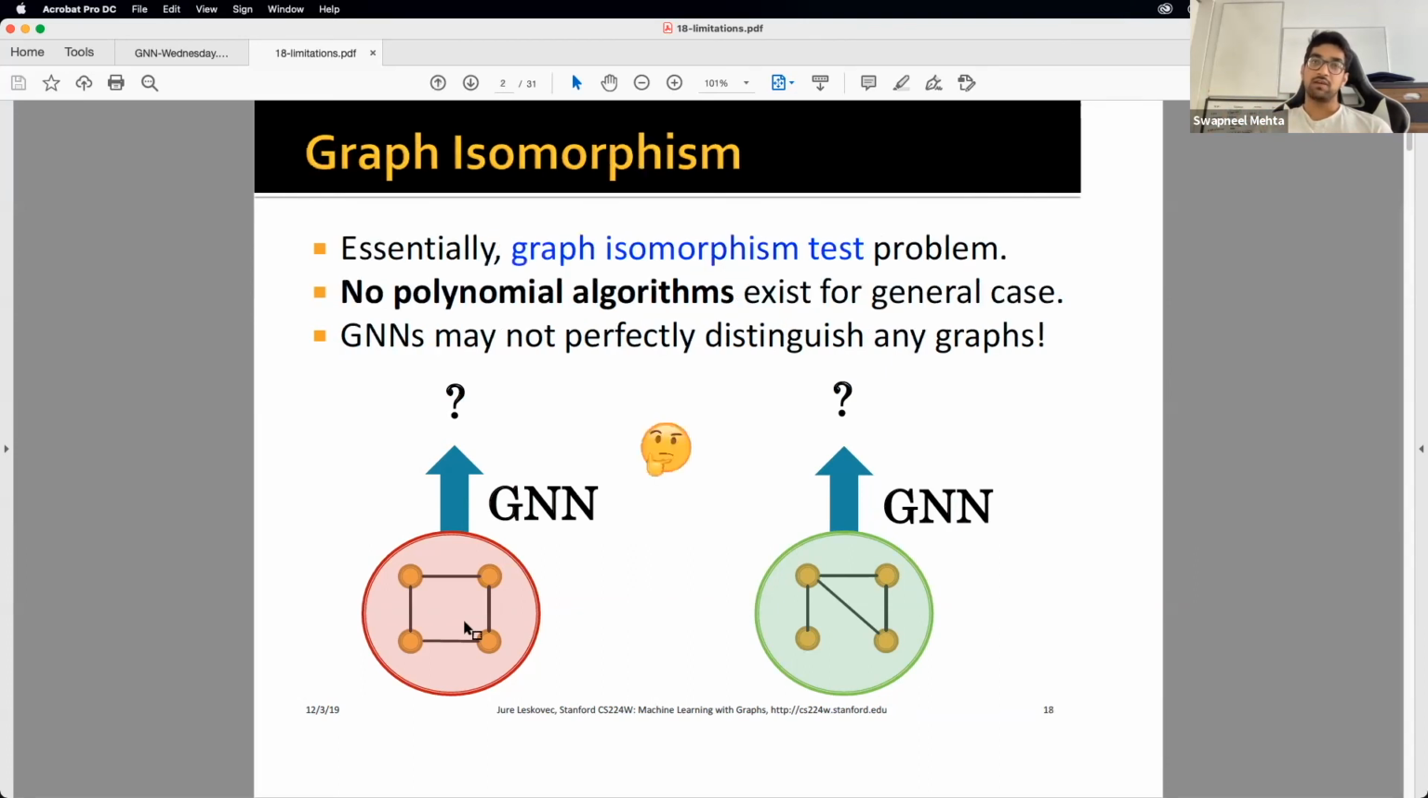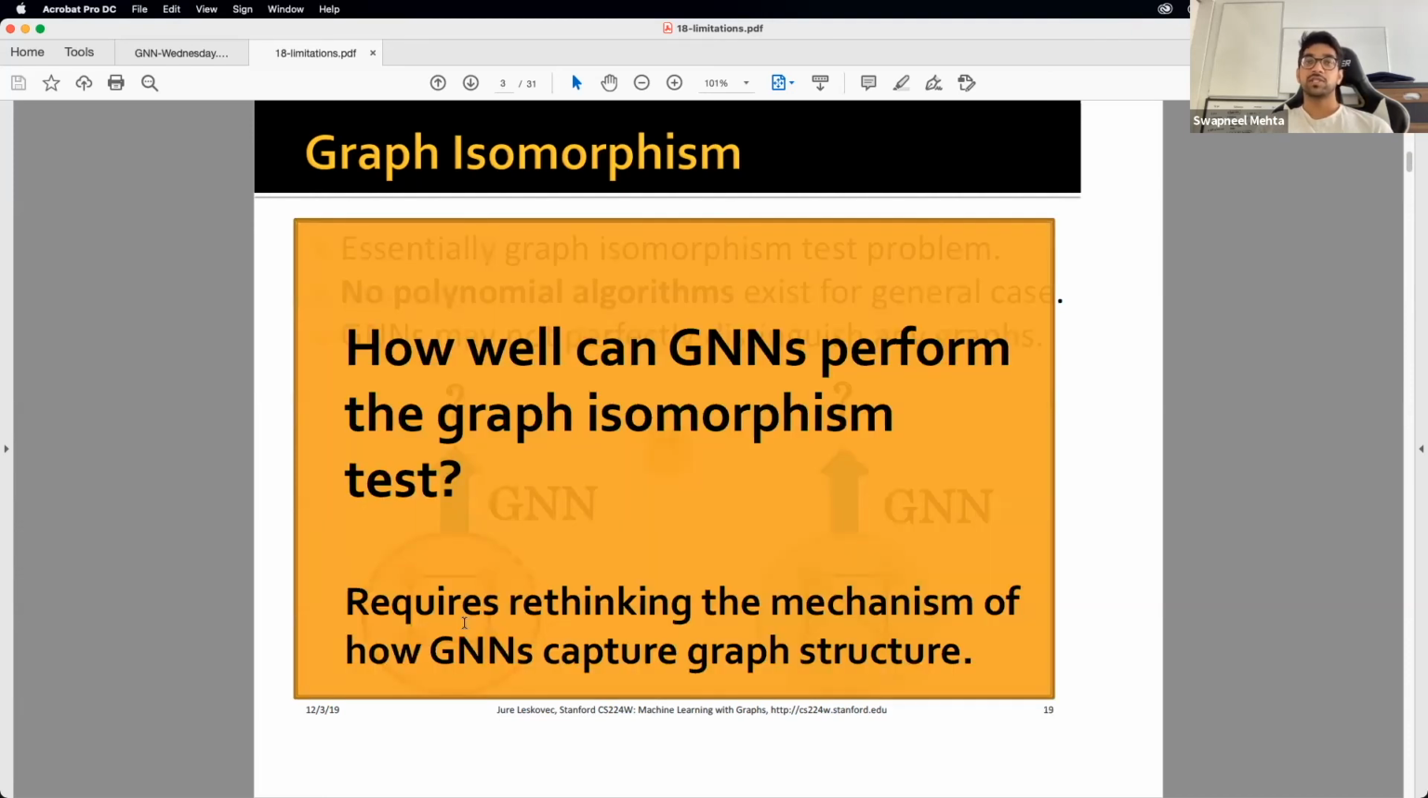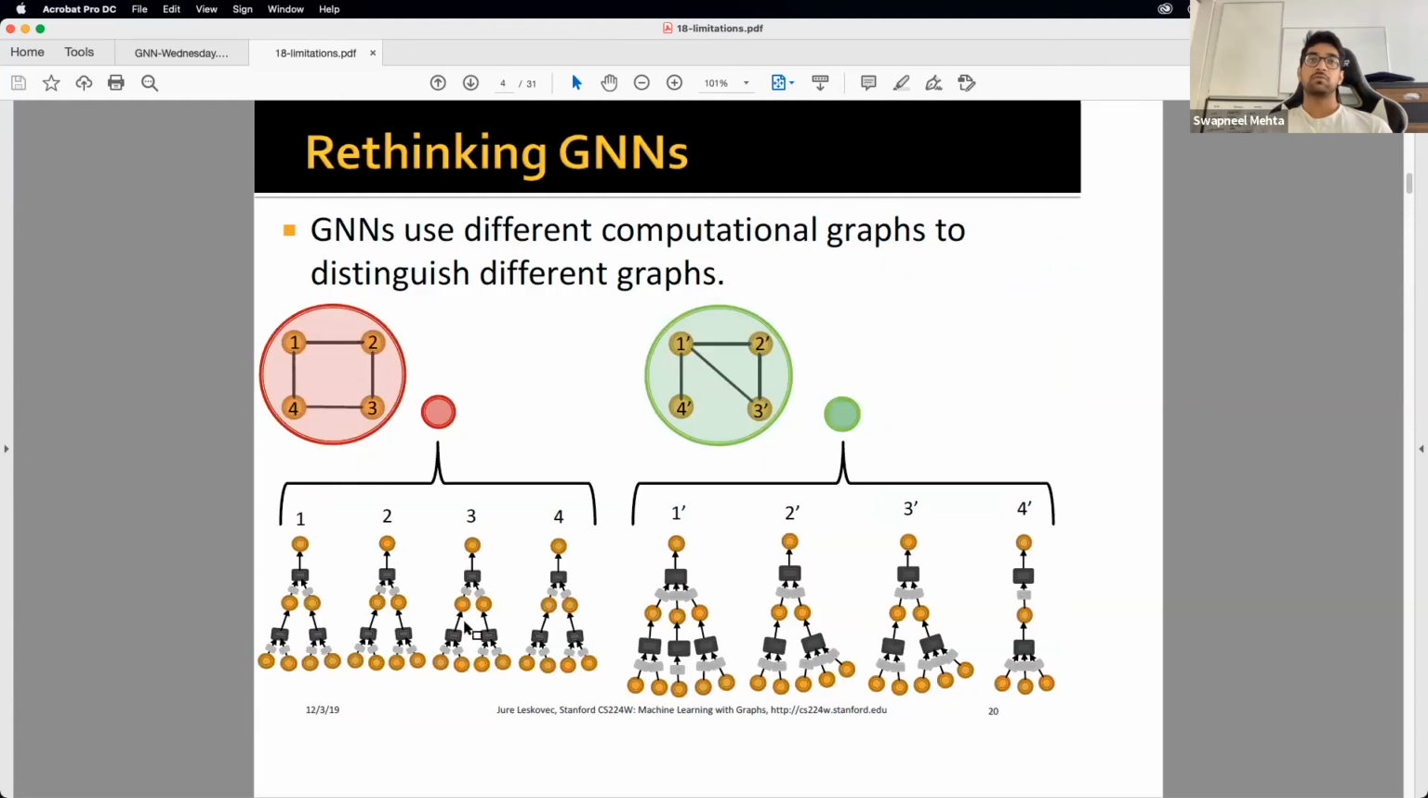So graph isomorphism test, like we discussed, no polynomial algorithm exists for the general case, but there is an algorithm that does approximately okay. So the question then is, how well can GNNs perform on this test? It requires a deep think about how GNNs capture the structure, and goes back to our invariances. Before that, though, let's look at computationally what is happening.